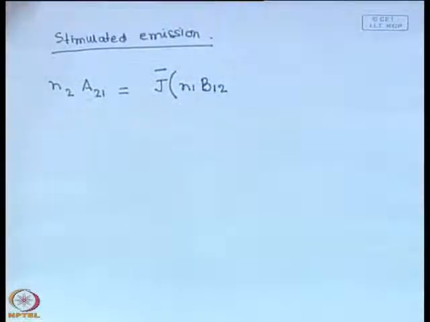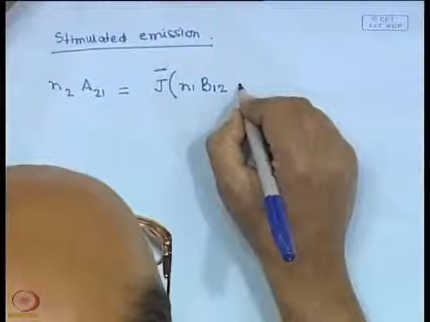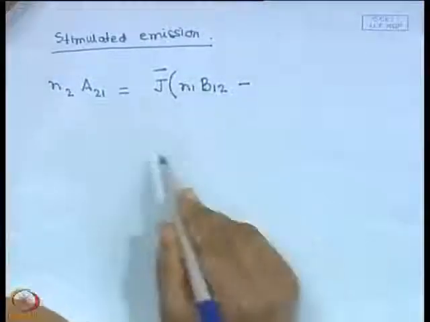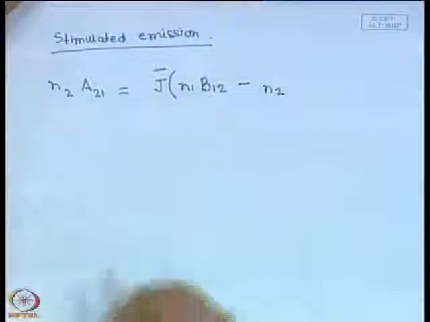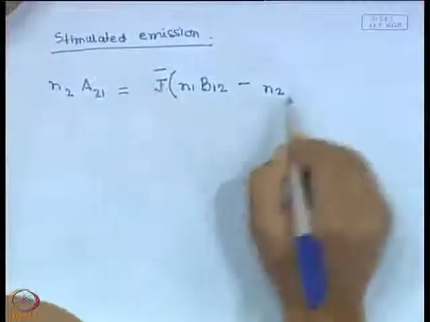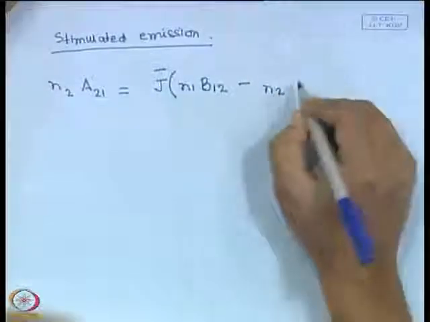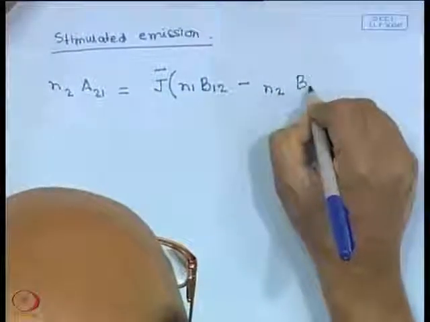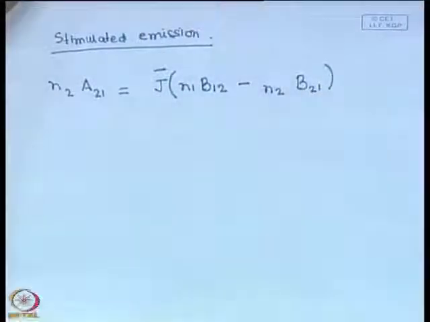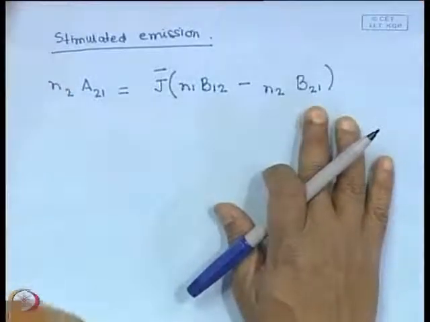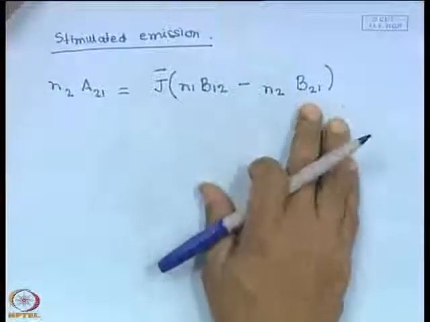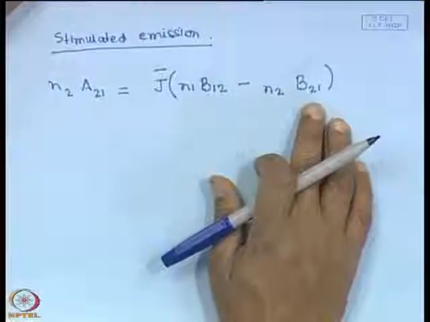And what Einstein proposed is you should also include the possibility that the incident radiation will also cause some de-excitation, and the rate of that is given by J bar, the mean specific brightness, into the number density of particles in the excited state, into another Einstein coefficient B21. So B21 is the Einstein coefficient that tells us the rate at which stimulated emission occurs.